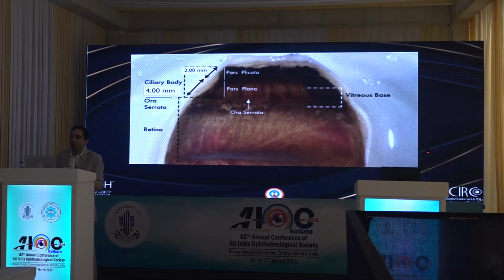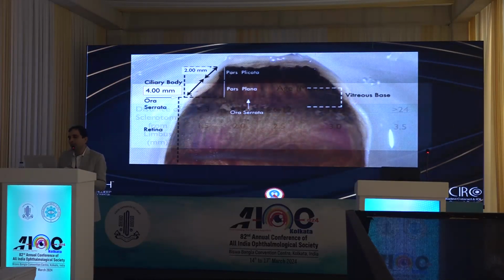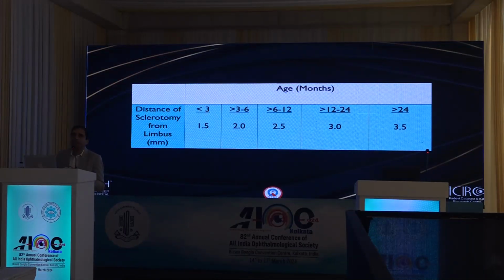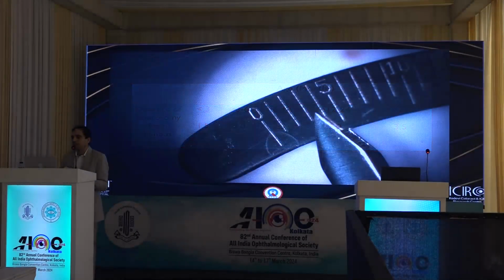Generally for an adult eye, somewhere in the region of 3 to 4 millimeters is the area of the pars plana. It varies, of course, based on the axial length, the corneal diameter, and so forth. But generally for a healthy adult normal eye, it's somewhere between 3 to 4 millimeters from the limbus. And generally we use a standard cutoff of 3.5 millimeters from the limbus. So you can use a caliper to measure 3.5 millimeters.